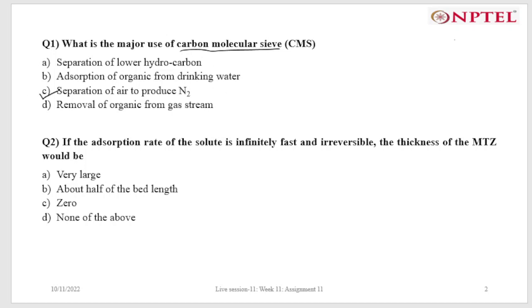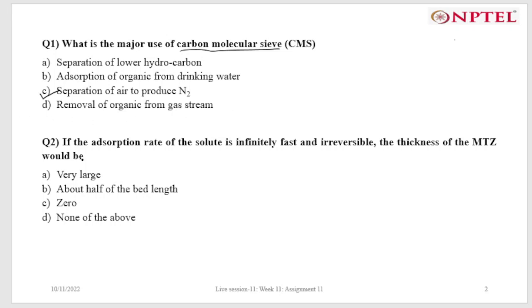This means to separate the lower hydrocarbons, use a zeolite or ZMS. Then adsorption for organic compounds from the drinking water, use activated carbon as an adsorbent. And for the removal of organics from the gas streams, use polymeric adsorbents.